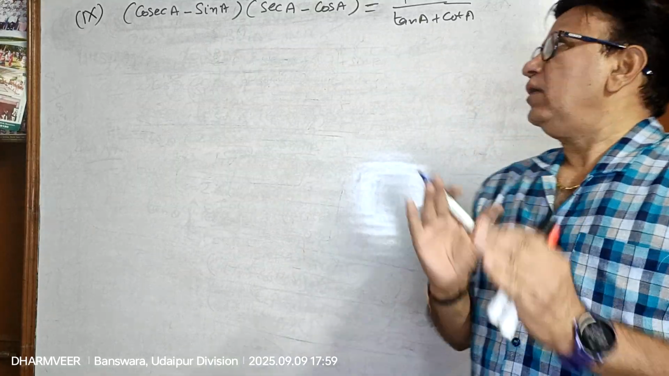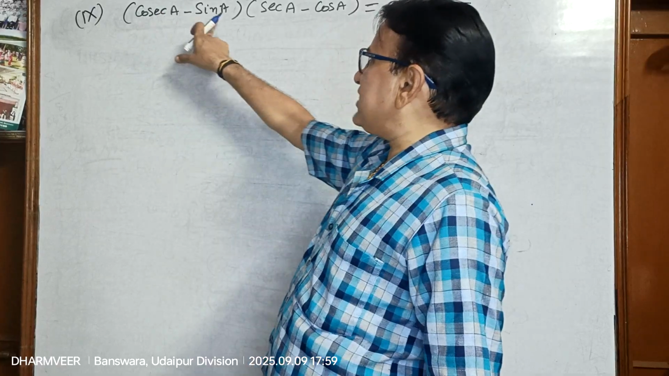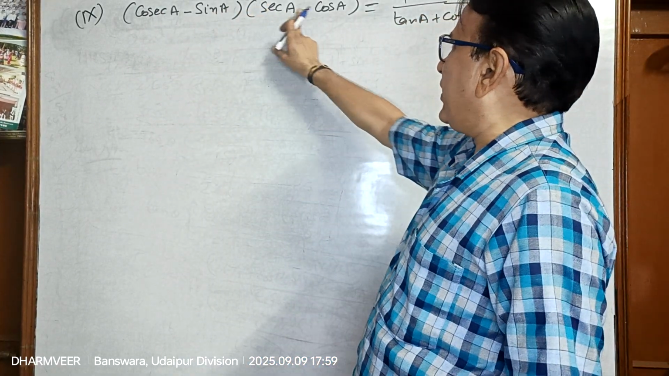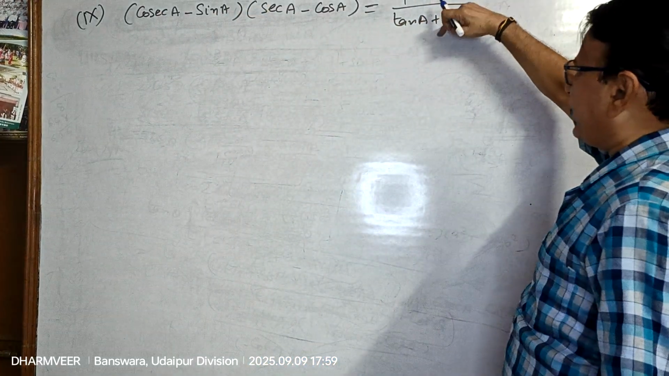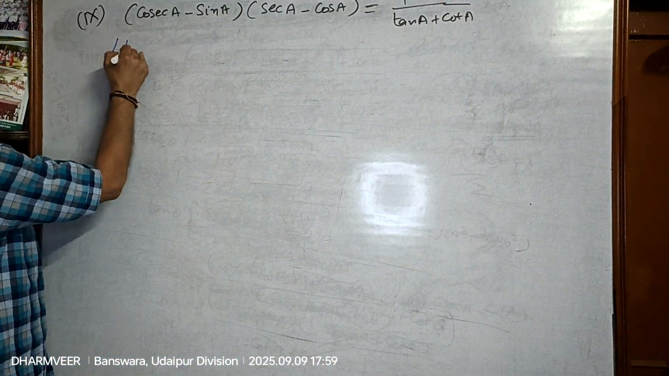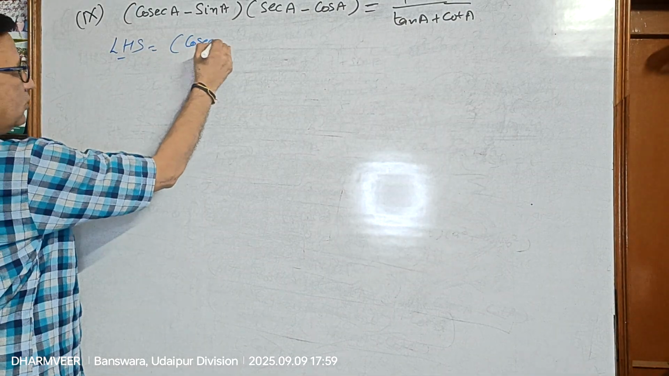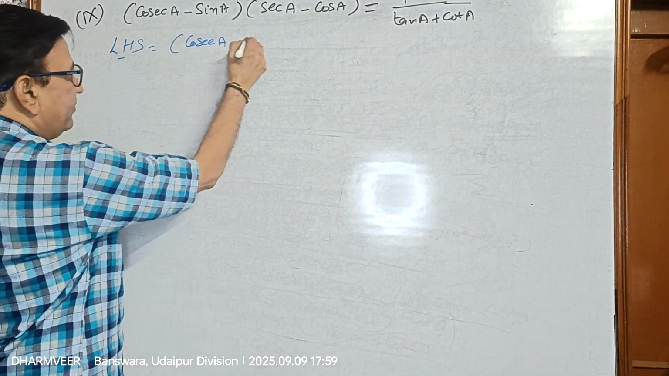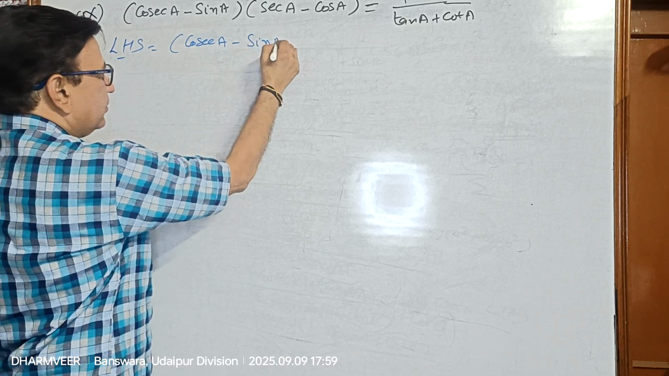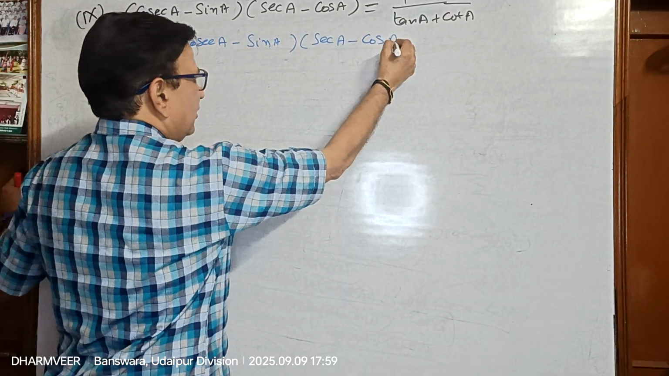Okay, again see the next question. Question number 9. (cosec a minus sin a) into (sec a minus cos a) is equal to 1 upon (tan a plus cot a), we have to prove. Right? We start from the left hand side. This is one of the steps. You write the left hand side: cosec a minus sin a and sec a minus cos a.